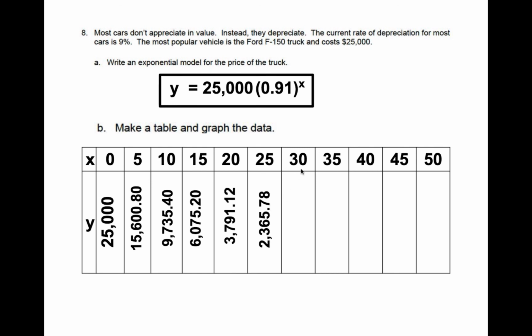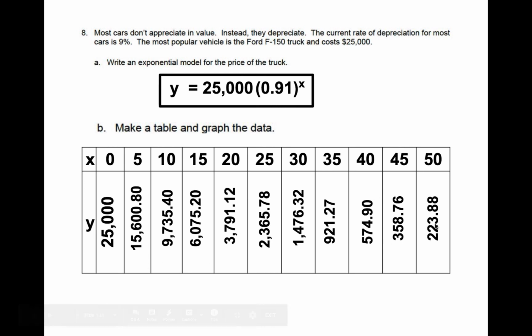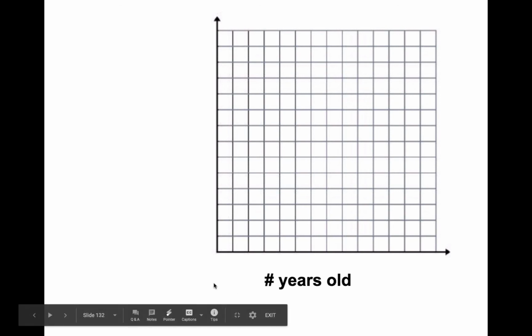2,365.78. 30 years is 1,476.32. 35 years is $921.27. 40 years is 574.90. 45 years is 358.76. And after 50 years it's worth $223.88. So quite a bit of difference over 50 years. We're going to graph this.